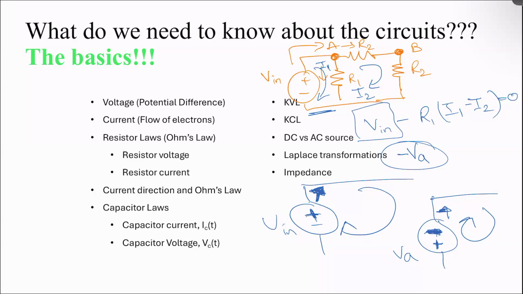If I did the first example as a negative Vn and plus R1 times I1 minus I2, would that give me still the same answer? Yeah, if you had opposite signs for this one and this part, I think it would give you the same. Okay, thank you. Yeah, as long as you're consistent with your signs, you should be fine.